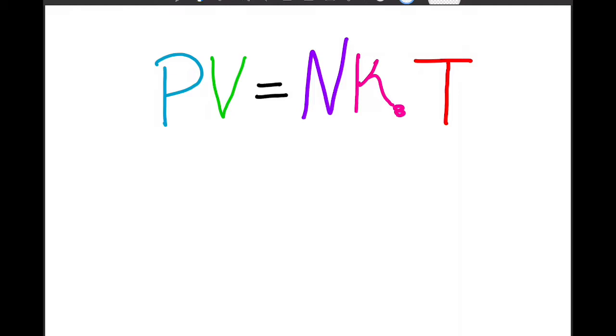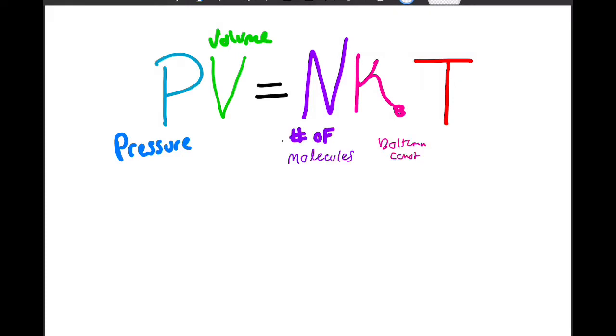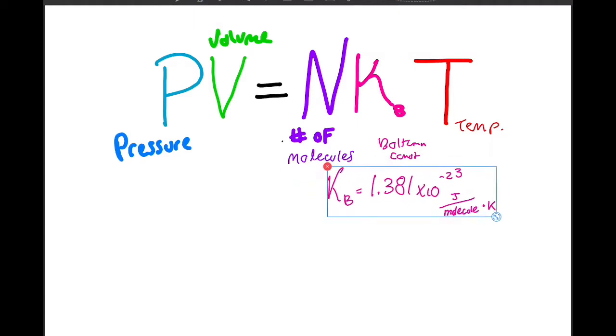Okay, today we're going to look at the ideal gas law. We have pressure times volume equals number of molecules, the Boltzmann constant, and temperature. What is the Boltzmann constant? The Boltzmann constant is a number, and it refers to the energy per molecule times Kelvin. You might have seen this before and thought, that doesn't look like what my chem teacher told me. Can't believe both. Let me fix that for you.